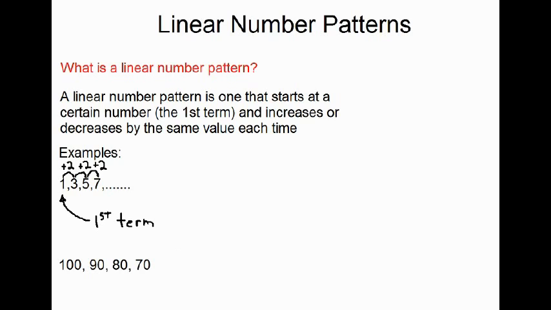So in our second example here, we can see that our first term is 100. Our second term is 90, and then third term is 80, and then 70. So we can see that in this case we're not increasing, but we're decreasing. So each value is going down by 10 in this case. So our number pattern here is starting at 100, or our first term is 100, and then decreasing by 10.